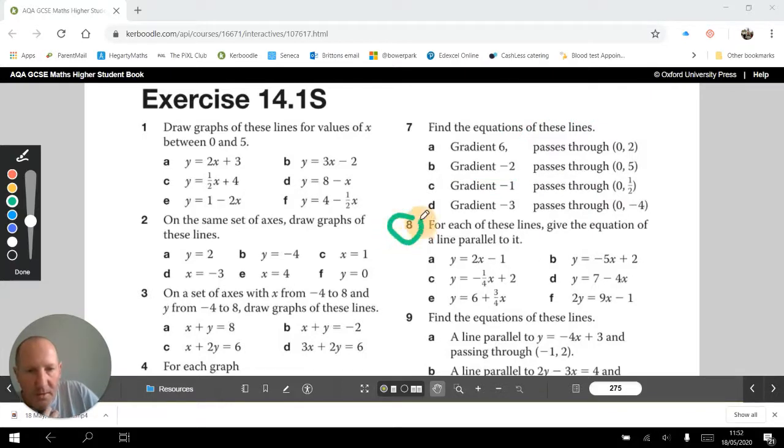Number 8 goes back to that idea of parallel. So a parallel line to that is going to have 2x as well. So you can come up with anything. y equals 2x on its own, or y equals 2x plus 72, or y equals 2x minus 394. As long as it's got 2x in there, it will be parallel.